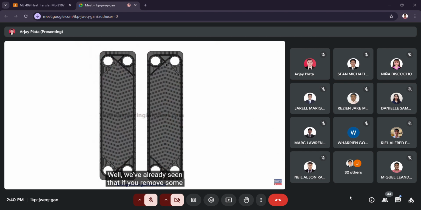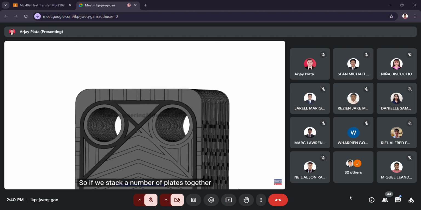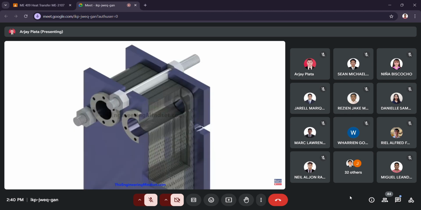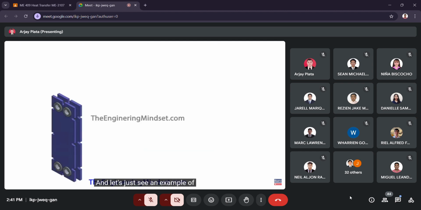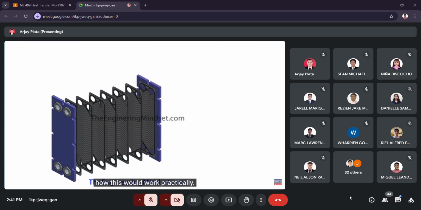Well, we've already seen that if you remove some of the seal, then the fluid can flow through there. So if we stack a number of plates together, then you'll see it forms this channel, this pipe-like feature flowing through all the plates. And then we can add the front and back plates onto there, and then we get these channels where the water, or the fluid, whatever you've got, can flow through certain plates, and it can't flow through other plates. And let's just see an example of how this would work practically.